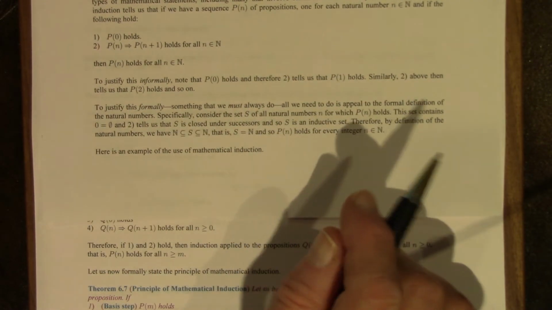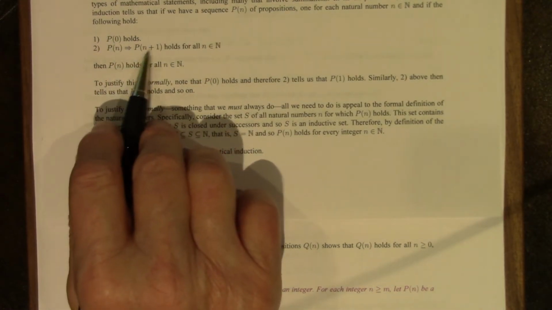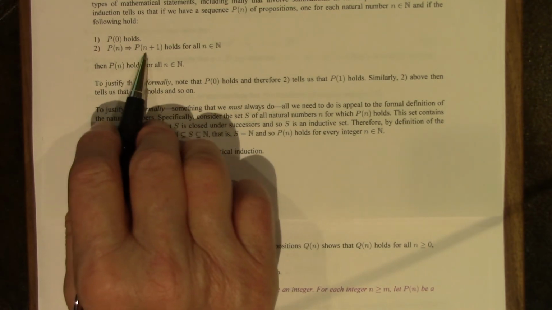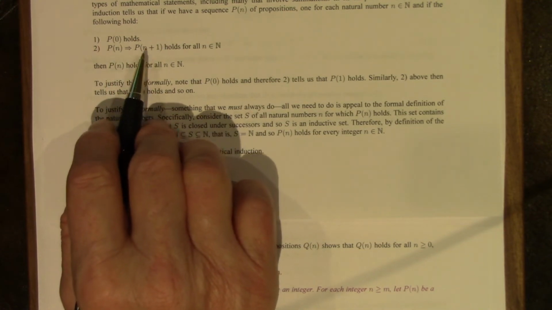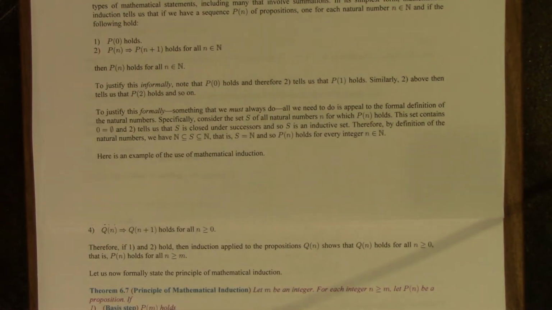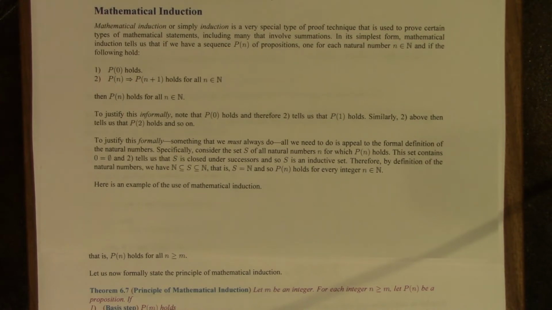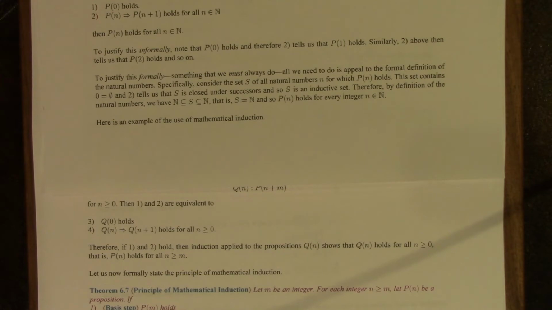To justify this informally, we can just note that P(0) holds. And so this conditional, when n equals 0, will tell us that P(1) holds. And then we can apply this again when n equals 1 and deduce that P(2) holds, and so on. It's the and so on part that's not formal, that's very informal, so we need to do a better job of justifying induction before we use it. To justify it formally is not that difficult. All we have to do is appeal to the formal definition of the natural numbers.